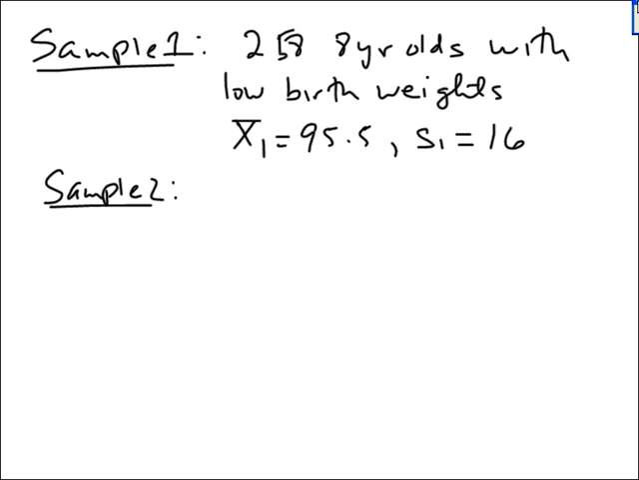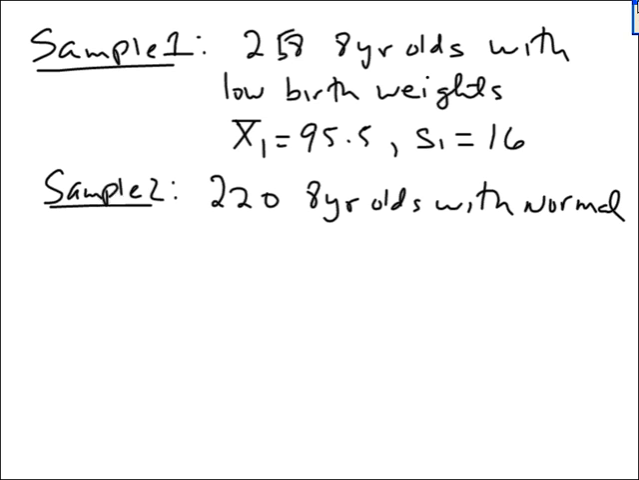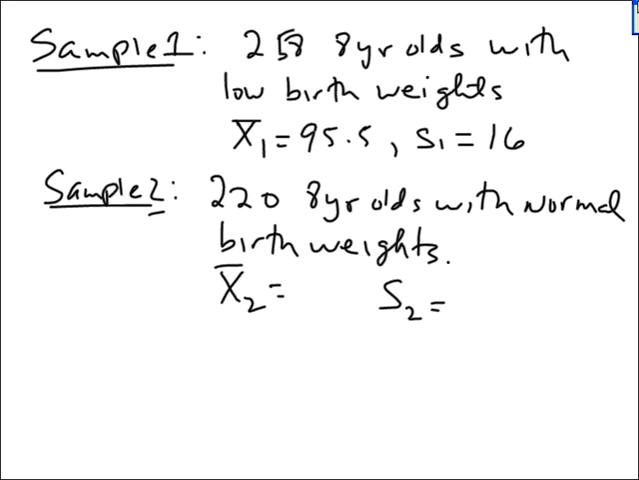Sample number two were kids who are now 8-year-olds who did not have low birth weights when they were born. Okay, so you have 220 8-year-olds with normal birth weights. And since it's sample 2, the average will have subscript 2, and the sample standard deviation also will have a subscript of 2.